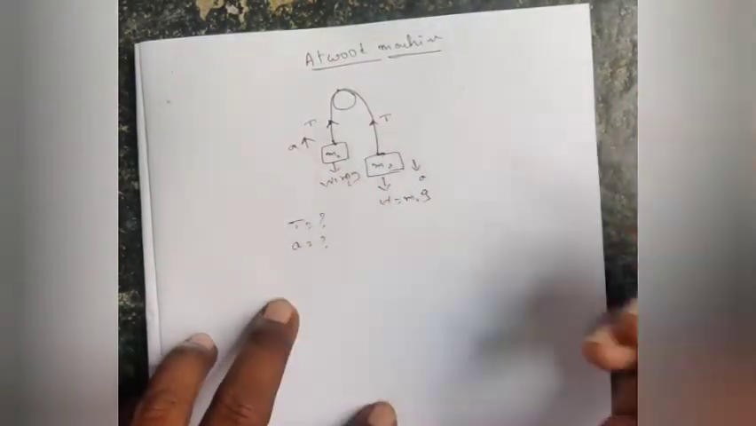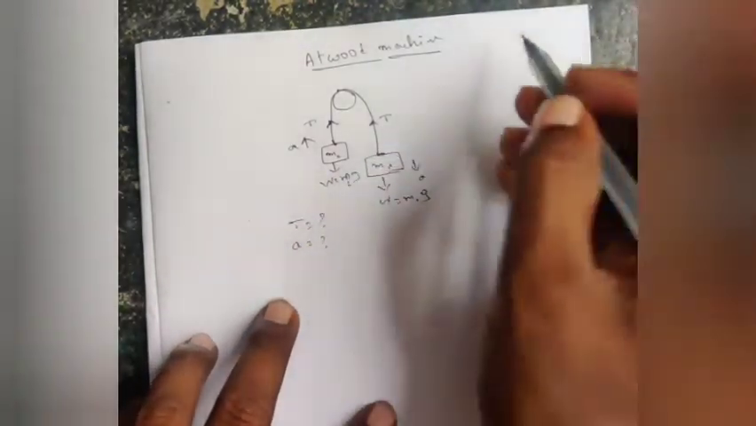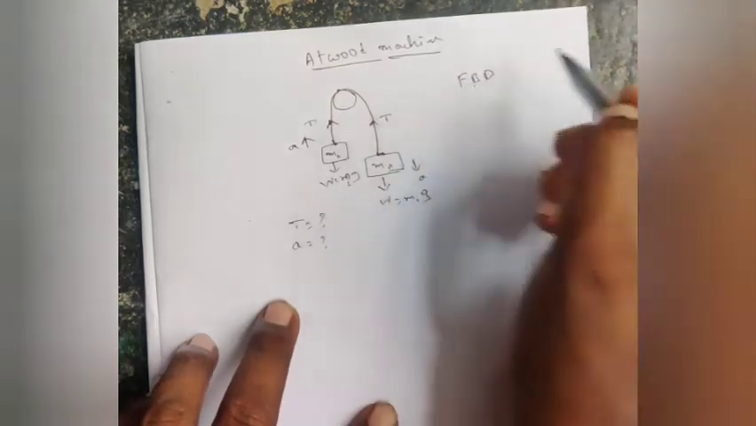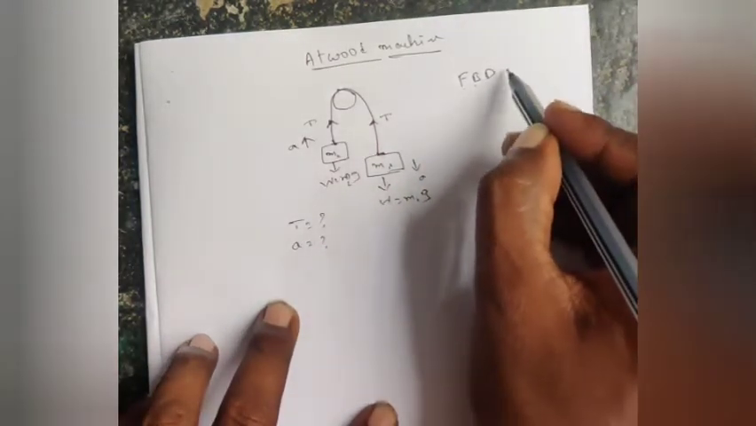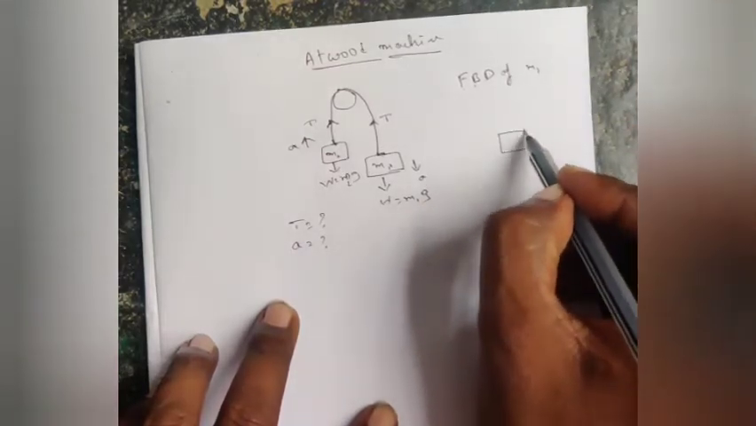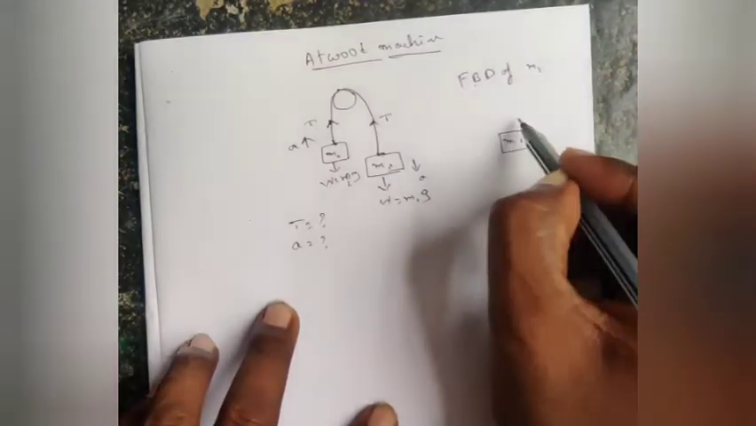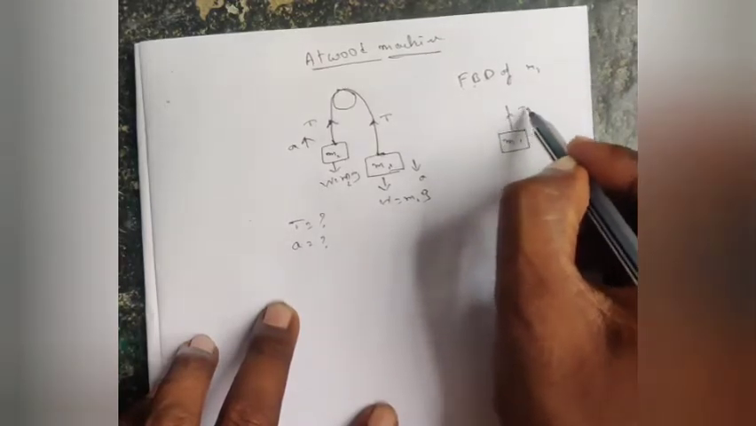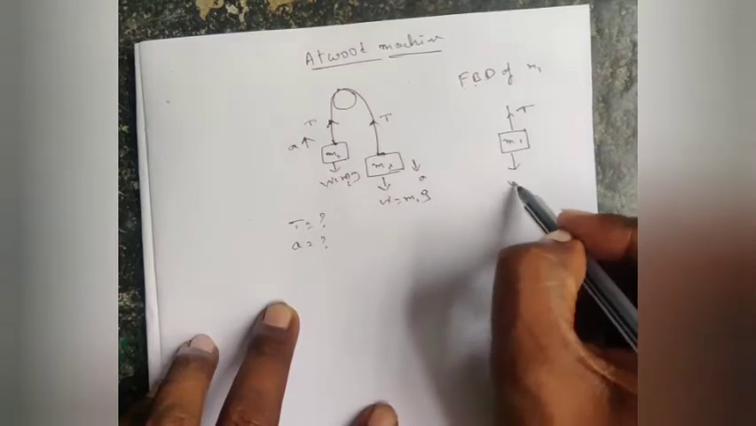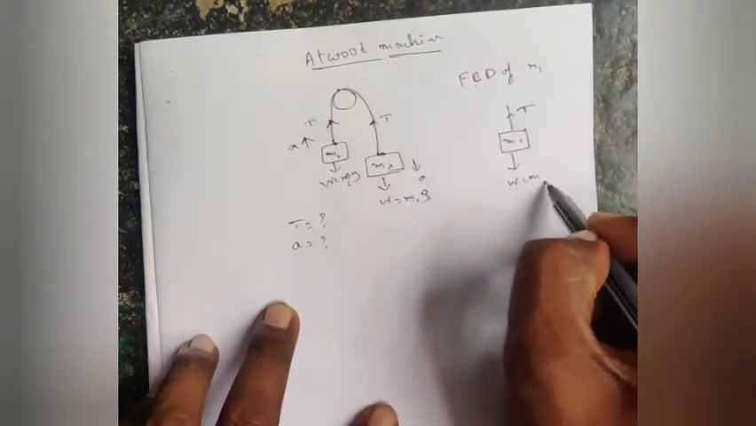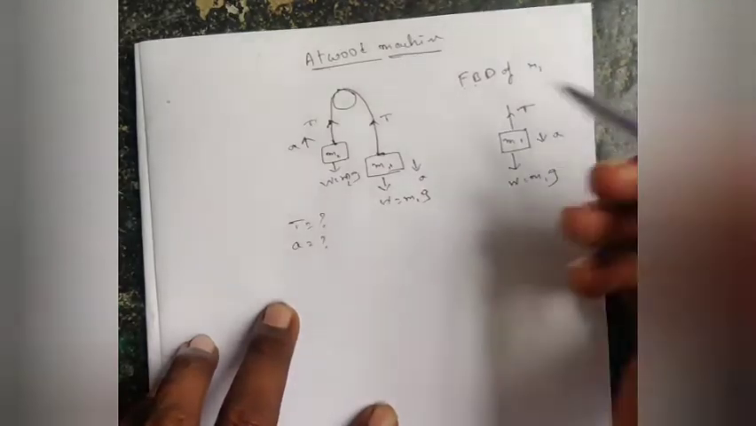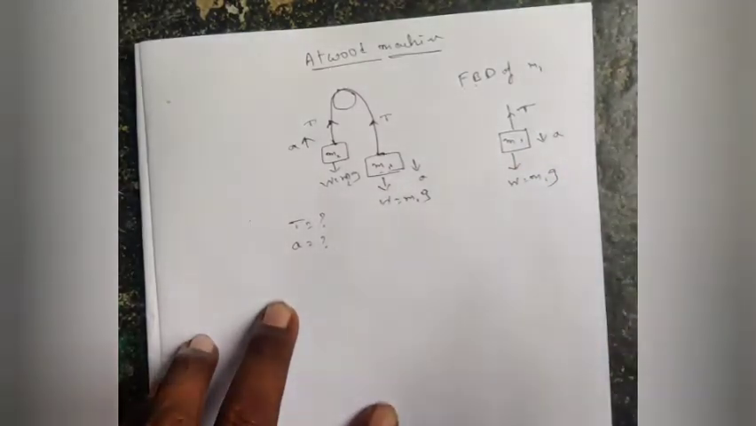To calculate the tension, first take the m1 part, the FBD of m1. FBD means free body diagram of m1. Let's take m1 separately. The upward force is the tension. The downward force is the weight, that is m1 g. The acceleration is in which direction? Downwards, because the mass is more.